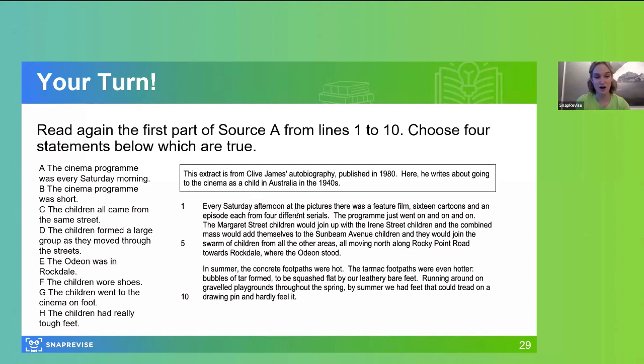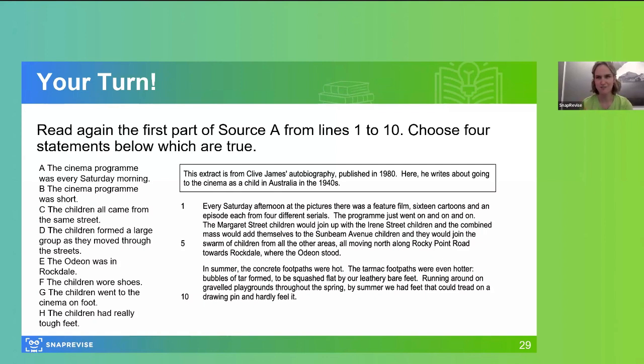Statement B, the cinema program was short. Can anyone tell me, in the second sentence, whether this statement is true or false? False. Exactly. Very good. It literally says the program just went on and on and on.